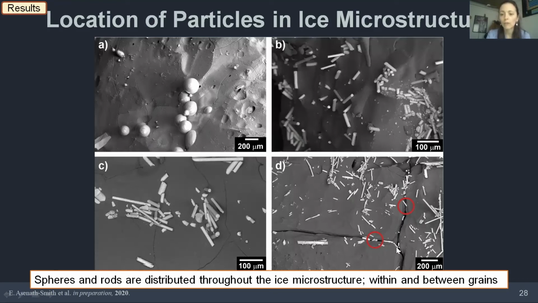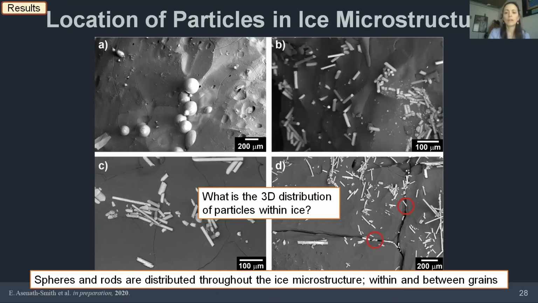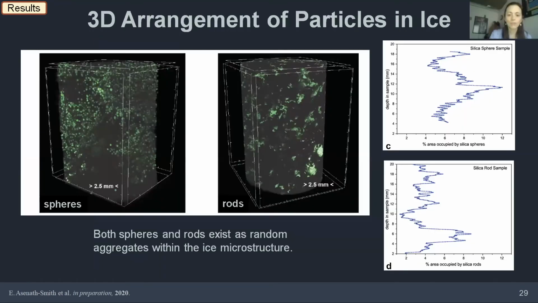So this boundary underwent a little bit more sublimation during imaging, so we were able to actually sort of look down in it to see bundles of fibers bridging across the boundaries as well as single ones. So the question then becomes, what's the three-dimensional distribution of particles within the ice? And that's where Zoe and the micro CT comes in.